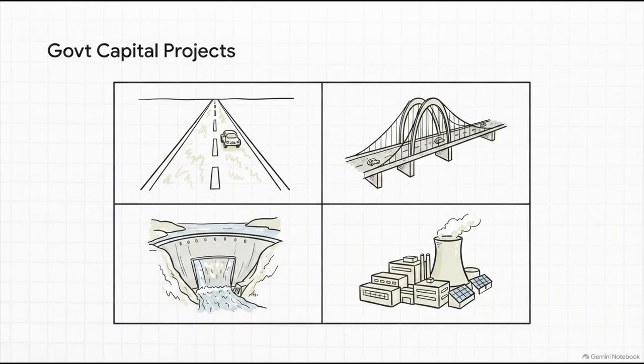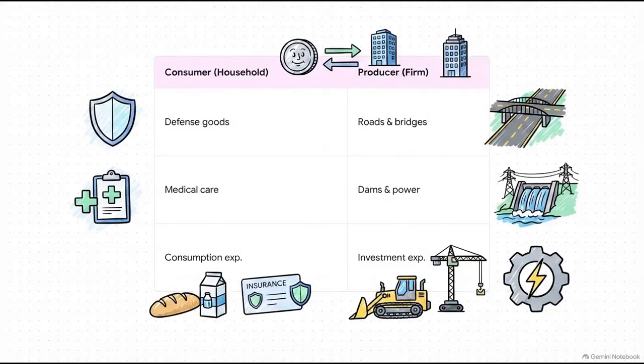Think about the ripple effect of this. When the government acts as a producer to build a new highway, it drastically reduces transportation costs for private firms, which in turn actually lowers retail prices for households. Its public production directly fuels the private success of all the other economic entities. And this brilliantly illustrates just how unprecedented this dual capacity really is.